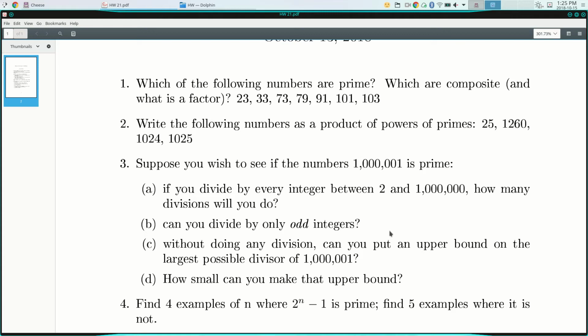Find 4 where 3n minus 1 is prime. Let's prove that there are an infinite number of primes. We'll prove this by contradiction. Suppose there is a finite set of primes. Let B be the product of all primes in the set. Let T for trouble be B plus 1. T for trouble.